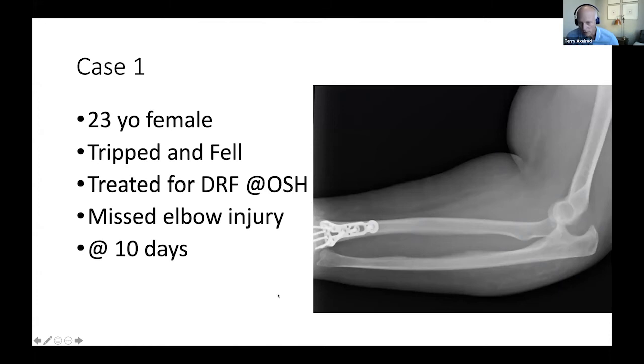At 10 days, like we talked about, I would get a CT on this right now. I don't think that I would actually try to do a closed reduction on this in the clinic because it's probably not going to go. It might go, but then it's not going to stay. And I'm not sure you've gained much by doing that.